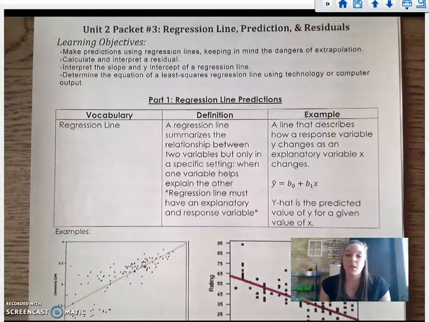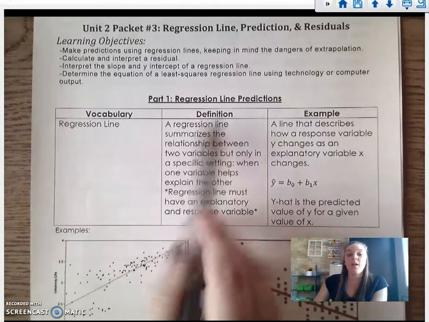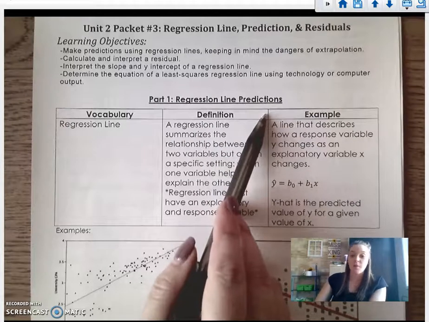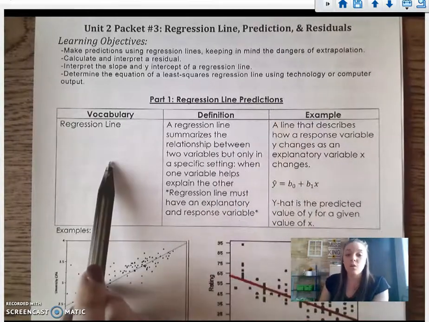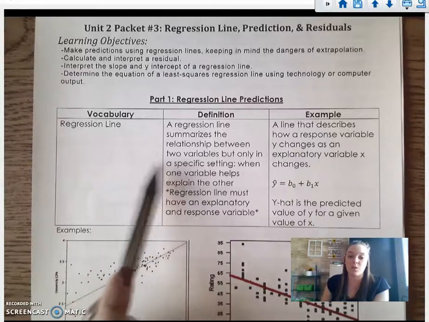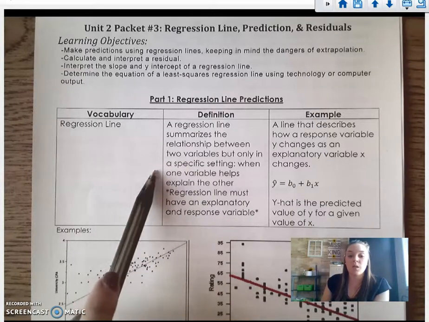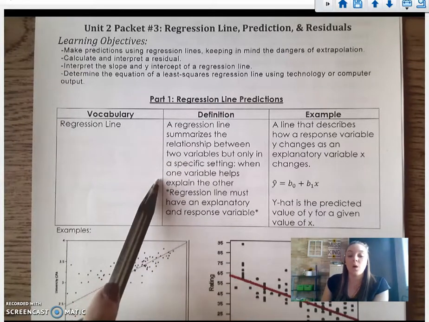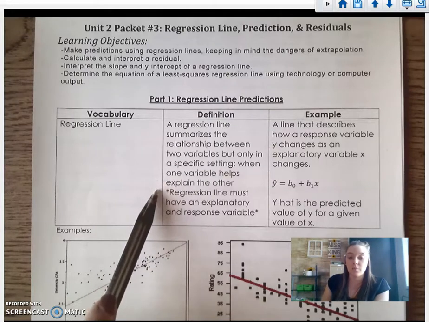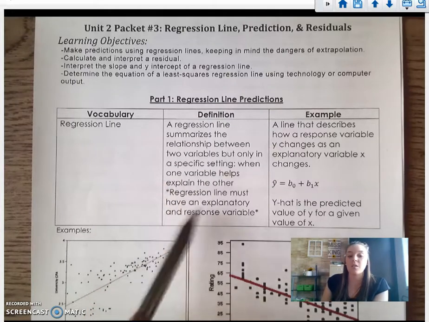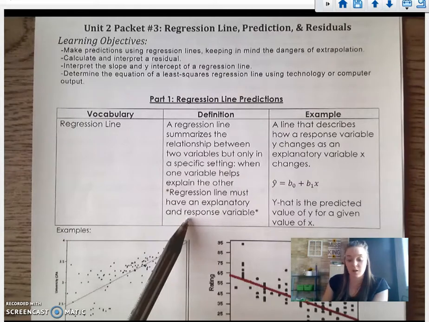The next topic in Unit 2 is regression line prediction and residuals. We are going to continue working with scatter plots in order to create a regression line that allows you to make predictions about unknown values. So a regression line summarizes the relationship between two variables, but only in a specific setting, when one variable helps explain the other. So the regression line must have an explanatory and a response variable.